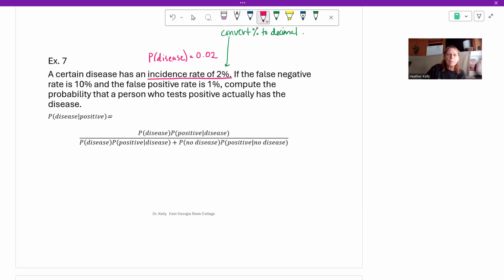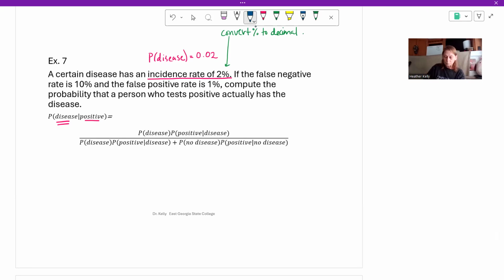If the false negative rate is 10% and the false positive rate is 1%, compute the probability that a person who tests positive actually has the disease, okay? Now, let's dig into some of these other words here.